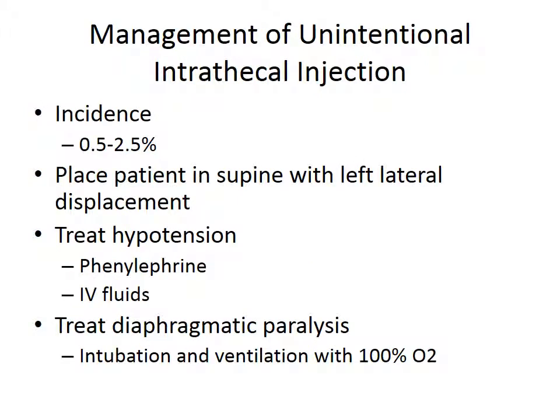Injection into the intrathecal space can cause rapid signs of a high spinal. Even if recognized immediately, aspirating CSF does not successfully decrease the symptoms. The patient should be immediately placed in the supine position with left lateral displacement. Elevating the head should be avoided as it increases the adverse cerebral effects of hypotension. Hypotension should be treated with phenylephrine and IV fluids, and intubation and ventilation should be initiated if the spinal dose is high enough to cause diaphragmatic paralysis.